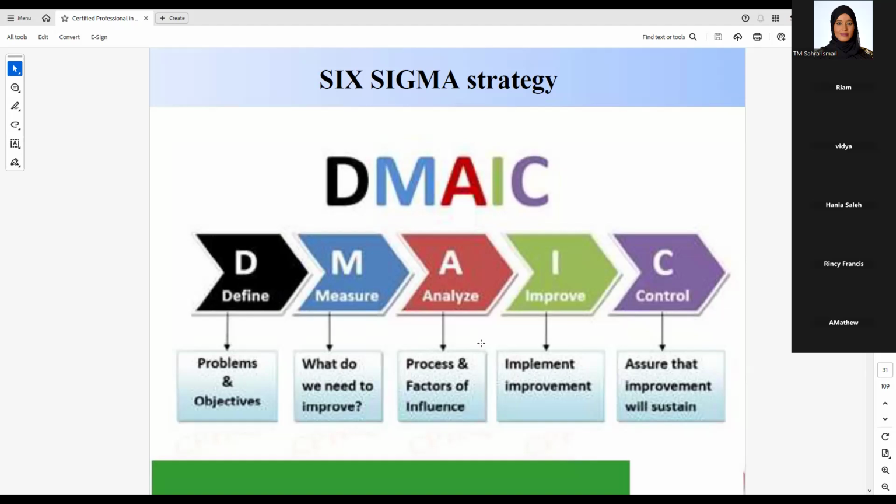So there's a difference between the quality tools and the quality improvement methodology. DMAIC and PDCA are methodologies for quality improvement. Within the methodology, you can use multiple tools. Does it make sense?